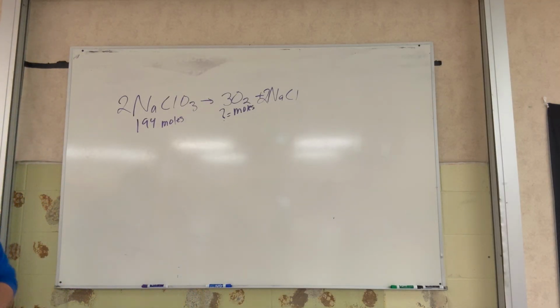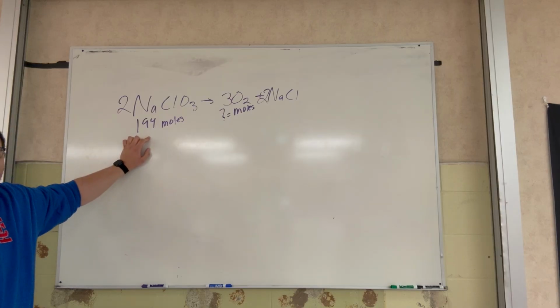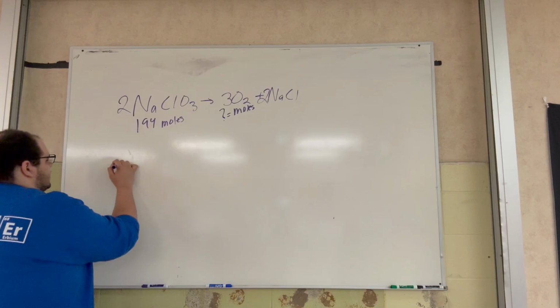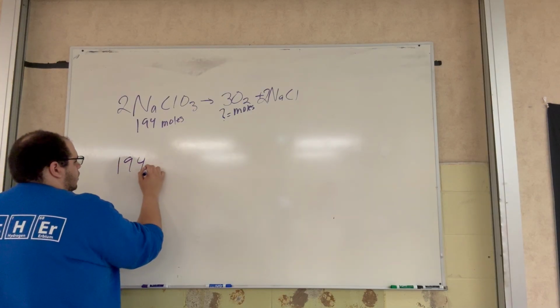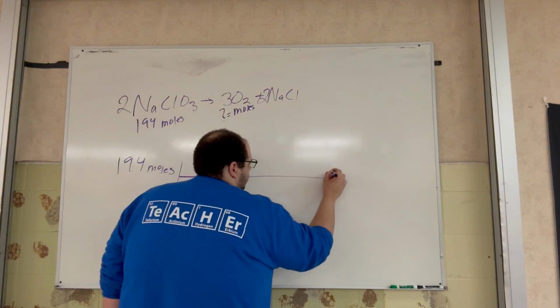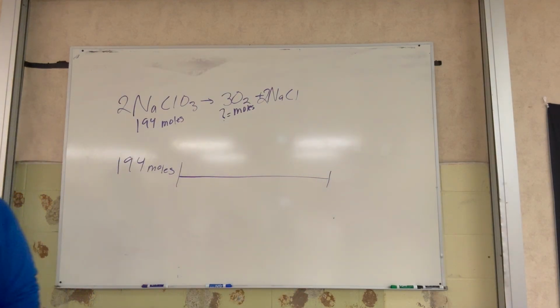Our starting point, we're going to start with whatever it is that we're given. In our case, we're given 194 moles, so I'm going to start there. And I'm going to draw my grid. My grids are really, really important. It's really important you get very comfortable and really good with my grids.